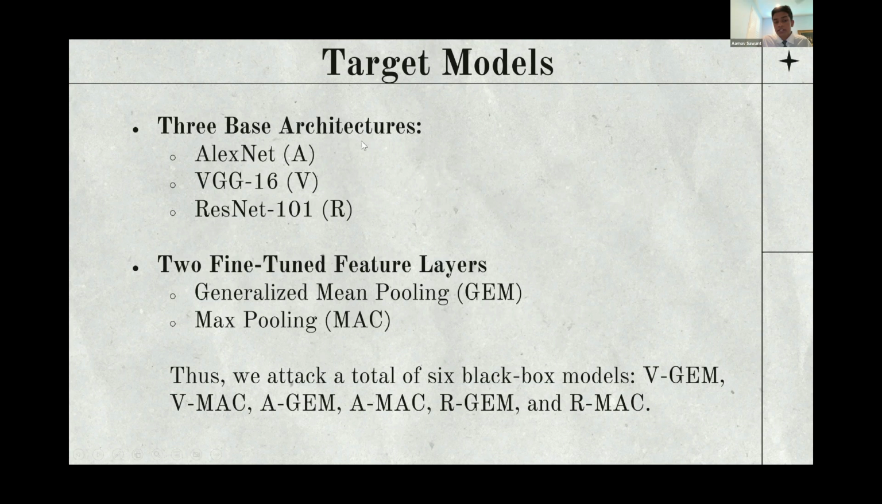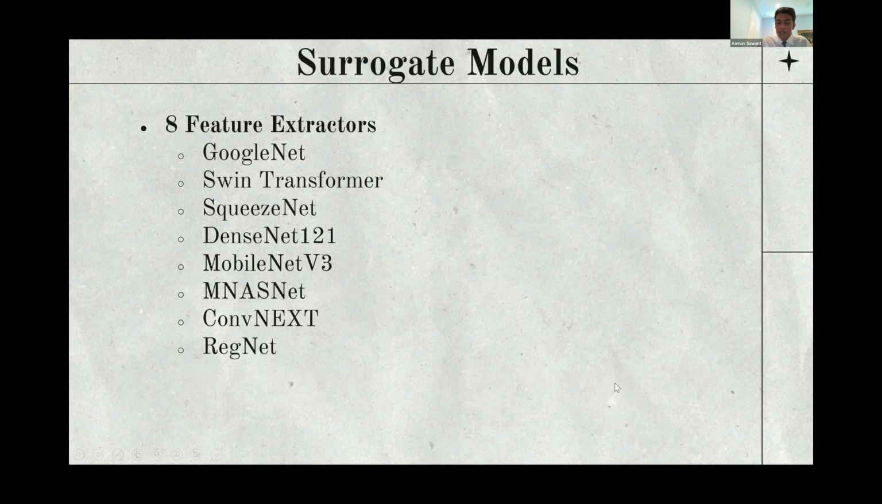The models we try to attack. In this case, we attack 3 base architectures: AlexNet, VGG16, and ResNet 101. In addition to each of these models, we add 2 fine-tuned feature layers, generalized mean pooling and max pooling. Thus, we attack a total of 6 black box models: VGEM, VMAC, AGEM, AMAC, RGEM, and RMAC. For our surrogate feature extractors, we use 8: GoogleNet, Swin Transformer, SqueezeNet, DenseNet 121, MobileNet v3, MNASNet, ConvNext, and RegNet.